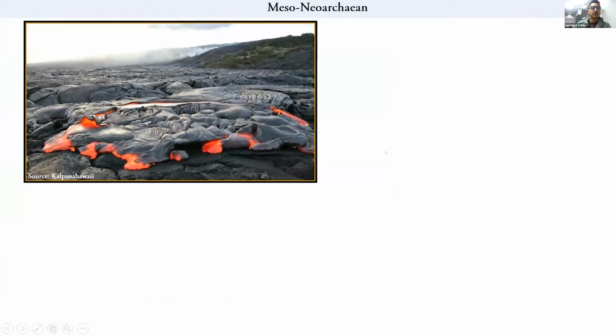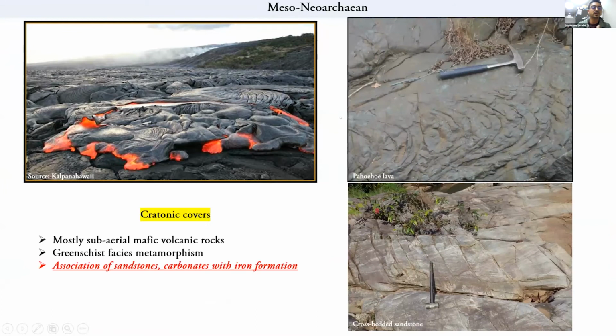When we move from the Paleoarchean further ahead in time, to the Meso- to Neoarchean windows of our Archean Earth history, we have a setting which is slightly different from the Paleoarchean. This is because of the nature of the lavas, which now are mostly subaerial. When we say subaerial, it means that the lavas flow mostly on the surface of our Earth, which created these beautiful textures also called ropey lava flow or pahoehoe.